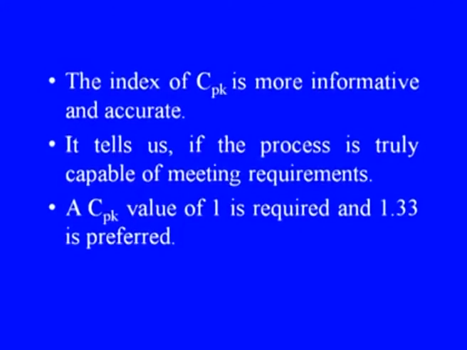The index of Cpk is more informative and accurate. It tells us if the process is truly capable of meeting the requirements. A Cpk value of 1 is required and 1.33 is preferred. Cpk is closely related to Cp. The difference between Cp and Cpk represents the potential gain from centering the process.